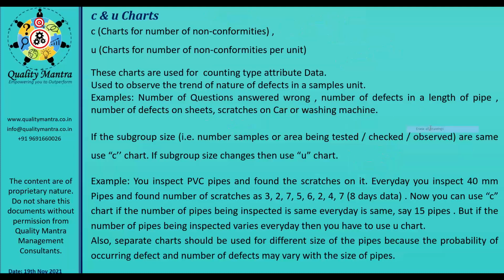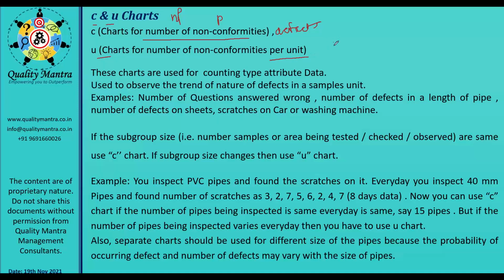Then why is there a C and U chart difference? What is the difference between these two? Same as NP and P chart. Yesterday we saw NP and P chart. So C chart is basically a chart for number of non-conformities, number of defects. And U chart is number of non-conformities per unit.